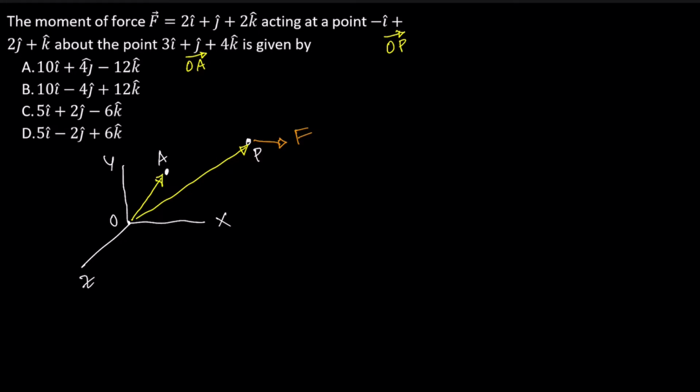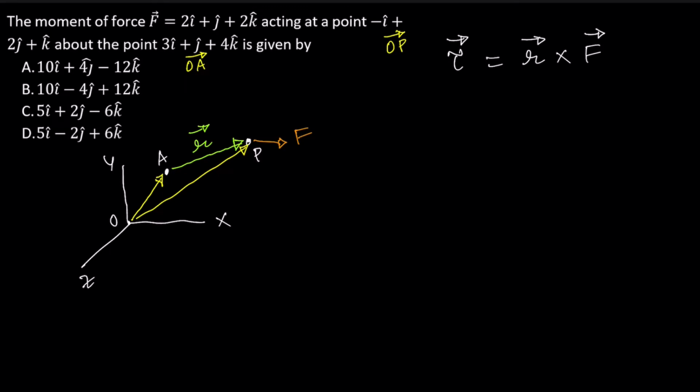So what do we need? About A, we are calculating torque. So we need a vector running from A to P. This is the position vector, relative to A. So we need to get that. So the torque is now R cross F, right? R cross F.